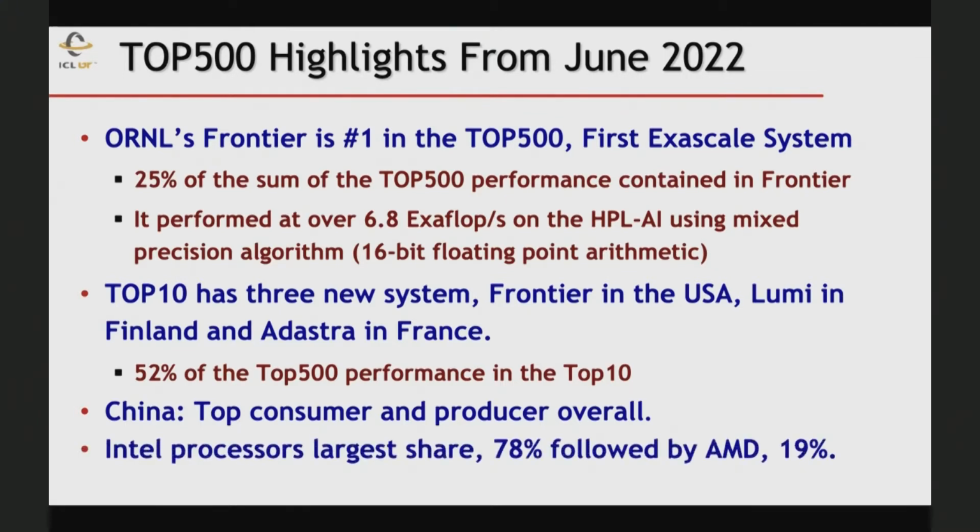If we take a look at the top 500 machines, we see that Intel processors are used in 78% of those 500 machines, and AMD has another 19%. So that's rather striking. The x86 architecture, which is part of Intel as well as AMD, makes up this 97% of the top 500 list.